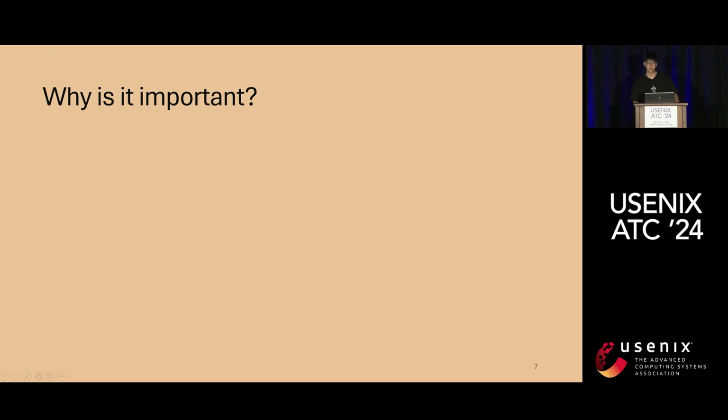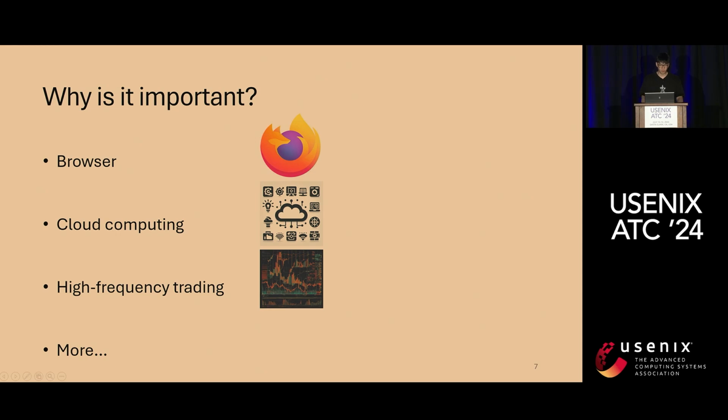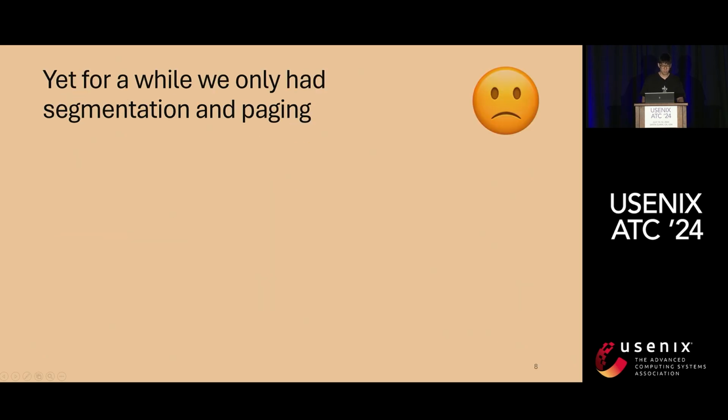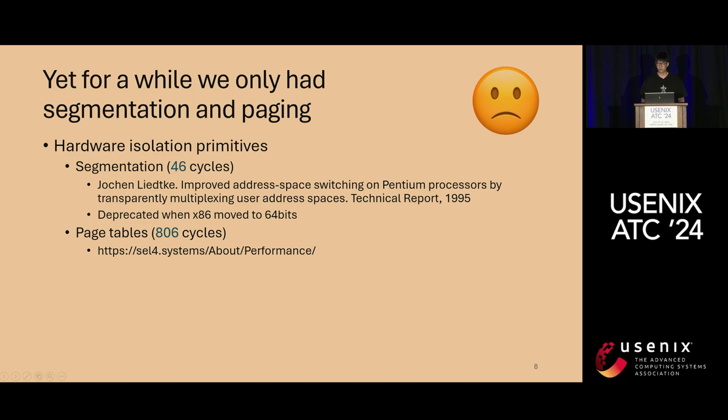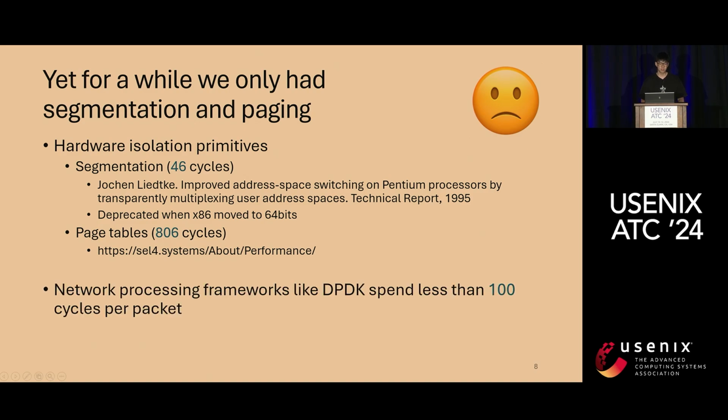So here's a question. Why do we need efficient isolation? Well, a range of modern applications with tight performance budgets require fast isolation boundary switching and low runtime overhead. But for a very long time, what we had was segmentation and paging. Unfortunately, segmentation was deprecated, and the page table requires 800+ cycles for a domain switch, which is not ideal for modern applications. For example, DPDK spends less than 100 cycles on one network packet.